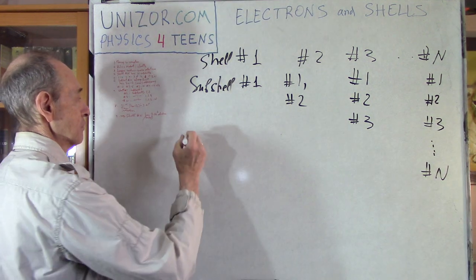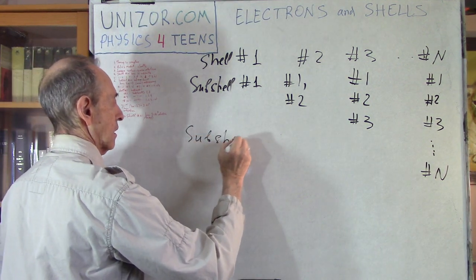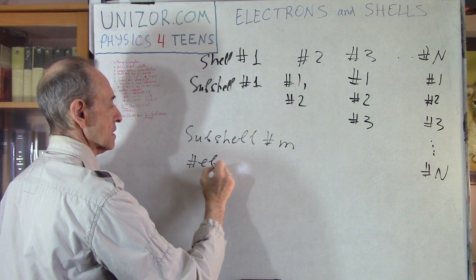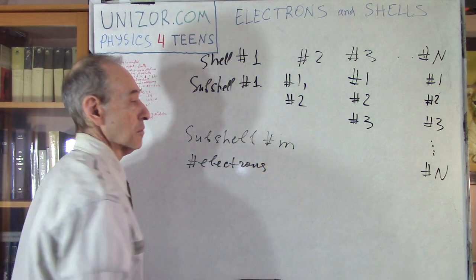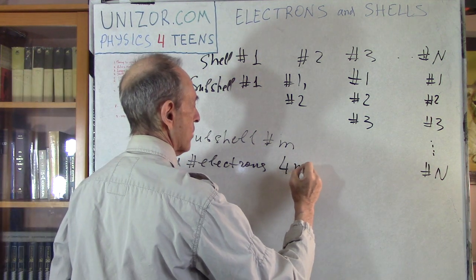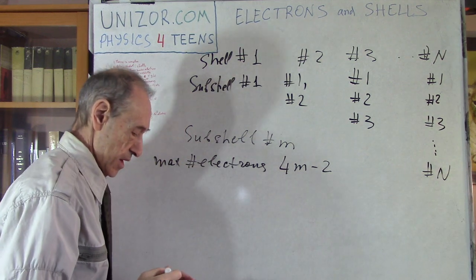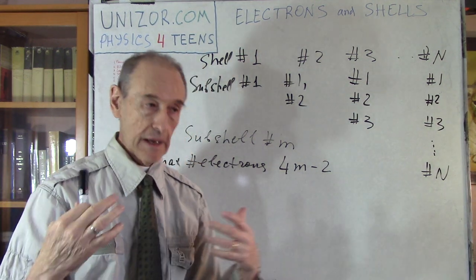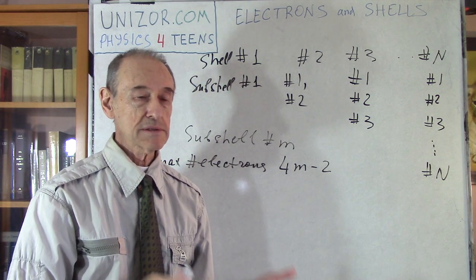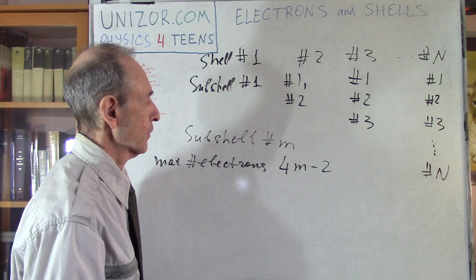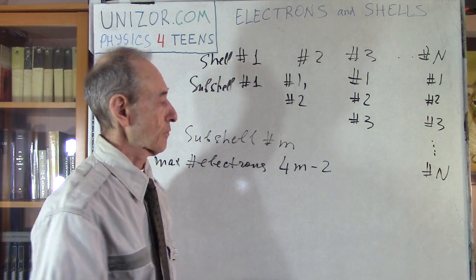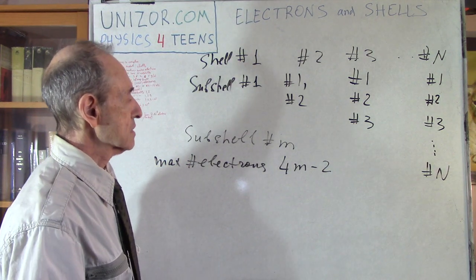All right. If you have a subshell number m, then the maximum number of electrons it can hold is 4m minus 2. Again, the question is why? I should mention the same thing: there are some very advanced theories in quantum theory which explain this, and there are experiments which confirm it.